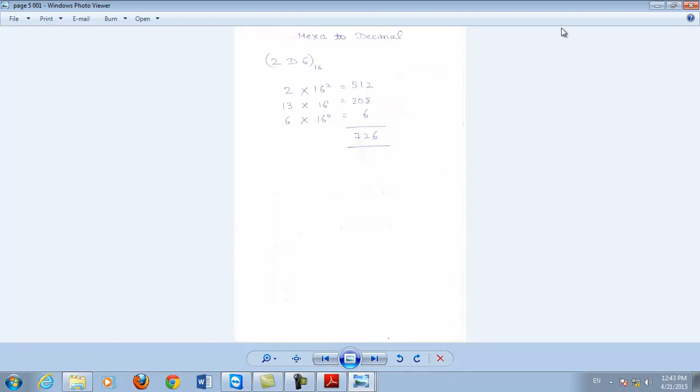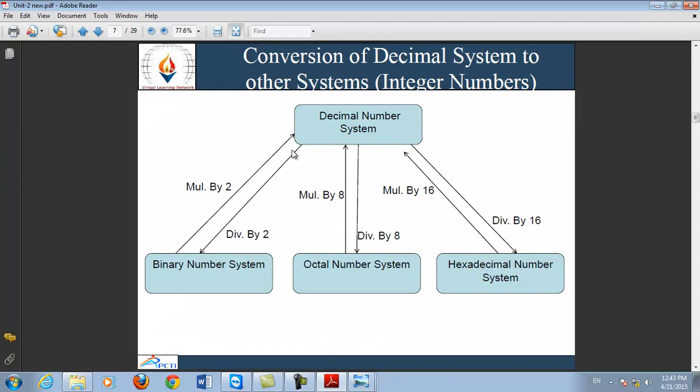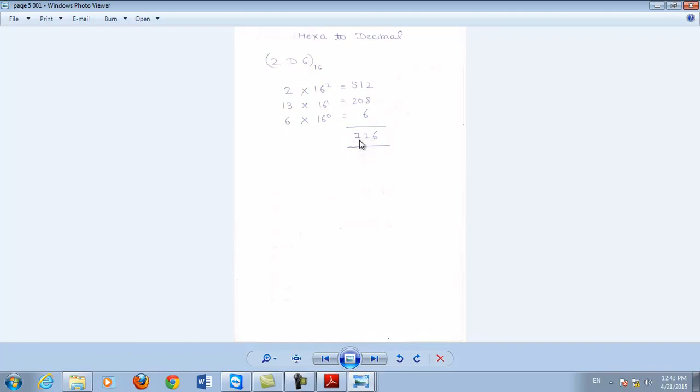Now, as I told you, to convert decimal into octal, the process is to divide by 8. It means you have to divide this number, 726, by 8. You will divide 726 by 8. If we divide 726 by 8, then the answer will be, firstly, 726 divided by 8.